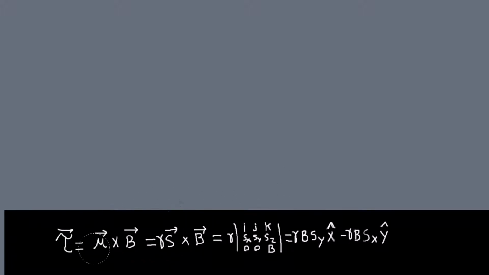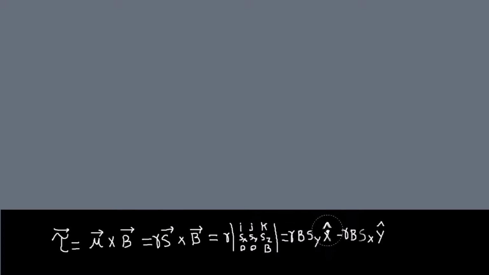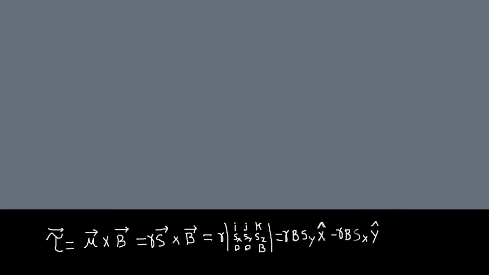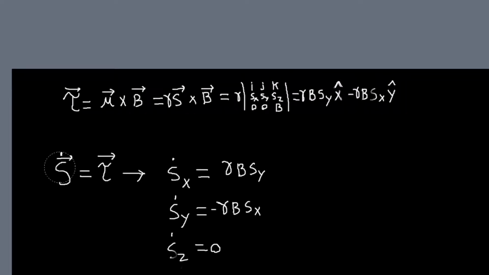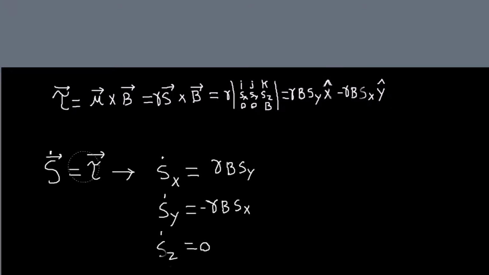So I said last time that the torque on our particle will be mu cross B, or gamma S cross B. And again, I'm assuming B is still along the z direction. So if you work out the cross product, the torque has an x and y component, where the x component is gamma B S_y, and the y component is minus gamma B S_x. And then you can just use the classical equation of motion that S dot, the time derivative of the angular momentum vector, is equal to the torque. So this is just like F equals ma, but the angular analog. And there will be three components of this equation.